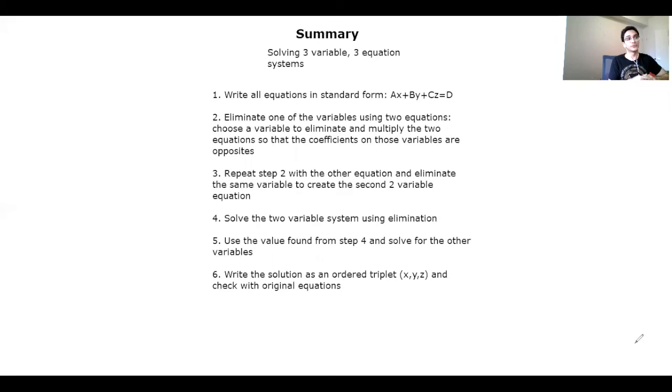And then you want to repeat step 2 with the other equation and eliminate the same variable to create the second 2 variable equation. But sometimes, like in the last example, system 2 in that exercise, we didn't need to do step 3, so be careful with that. So number 4, you want to solve the 2 variable system using elimination. Very straightforward, like the review that we did. And number 5, use the value found from step 4 and solve for the other variables. And step 6, it is to write the solution as an ordered triplet x, y, z, and then check with the original equations to make sure you have the right answer.